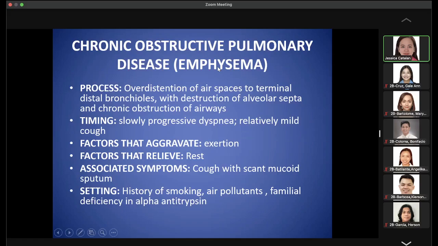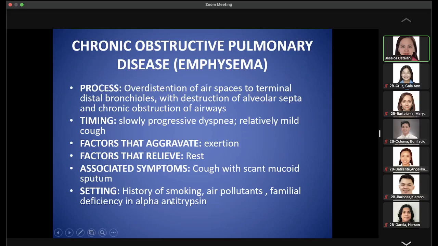COPD, so chronic obstructive pulmonary disease or emphysema. Here, there is overdistension of air spaces to terminal distal bronchioles with resultant destruction of alveolar septa. Okay, and chronic obstruction of airways. So usually, slowly progressive yung nature ng dyspnea niya. Okay? And it is usually aggravated by exertion and relieved by rest.